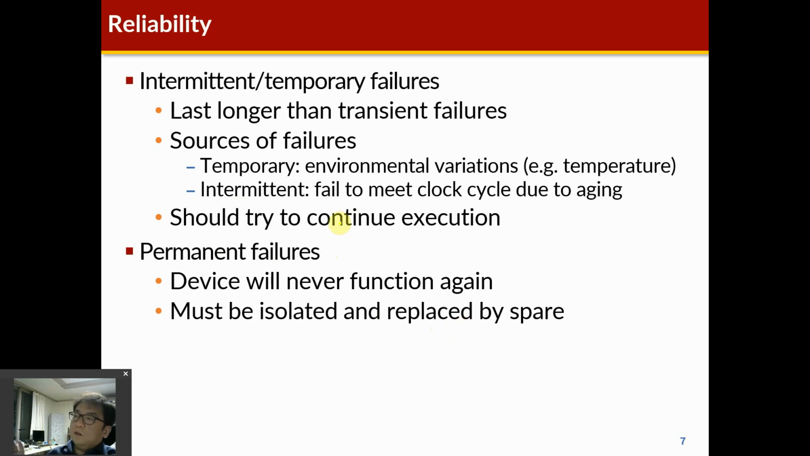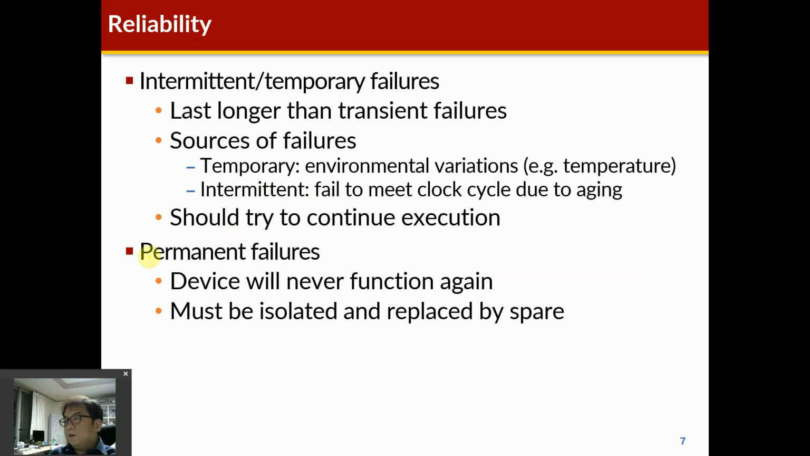We can classify these errors and faults as temporary, intermittent, or permanent failures. A temporary failure is just temporary, so this error does not last long. A transient bit flip is a kind of temporary failure. An intermittent failure lasts longer than a temporary failure, but the failure duration is also short.